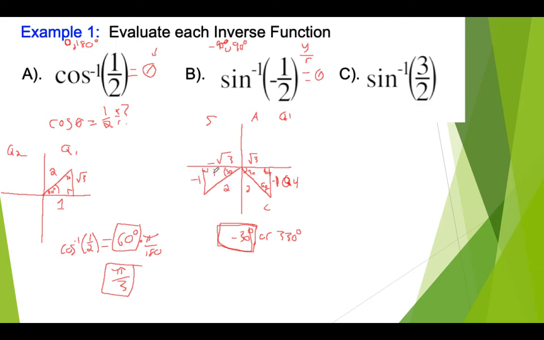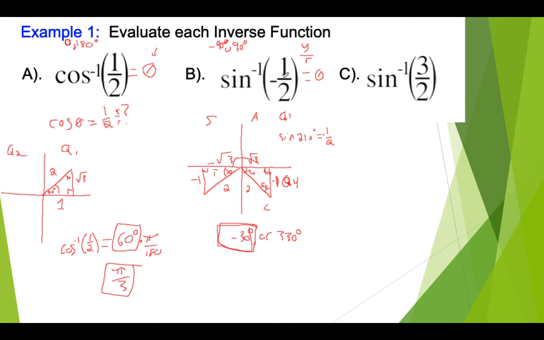Well, what is sine of this angle? Well, it would be negative 1 over 2. So technically there is another place where sine would be equal to negative 1/2, and that would be 180 plus the 30. So at 210, sine of 210 also equals negative 1/2.